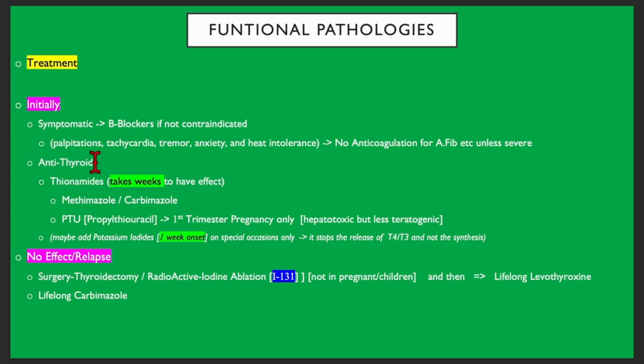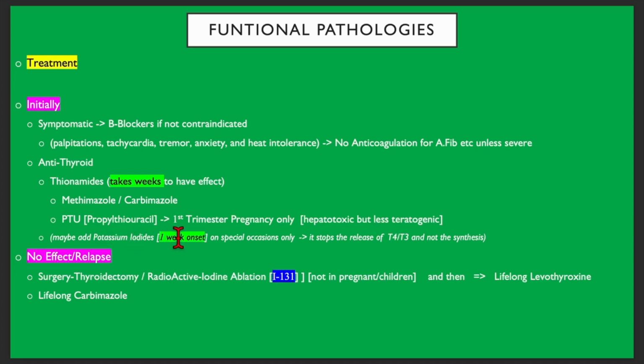Then we start with the antithyroid treatment. That's the thionamides, but it takes weeks to have an effect. So we started, and the beta blockers will help with the symptoms until the thionamides kick in. So methimazole and carbimazole. In an emergency or in special occasions only, you can add something called potassium iodides.